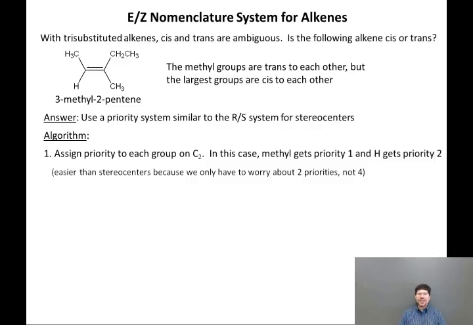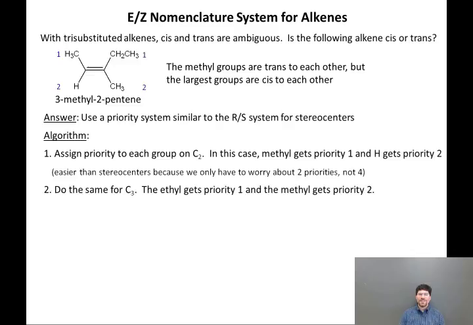3-methyl-2-pentene. So the algorithm we're going to follow to assign this is first to assign a priority to each group on C2. Okay, so in this case, the methyl group is going to get priority 1, and the hydrogen is going to get priority 2. Same rules as for R and S. Carbon is a higher atomic number than hydrogen, so it's going to get priority 1. This is easier than for stereocenters because we only have to worry about 2 priorities on a particular carbon instead of 4. Next step is to do the same thing for carbon 3.